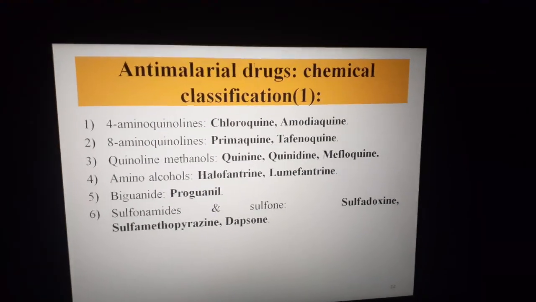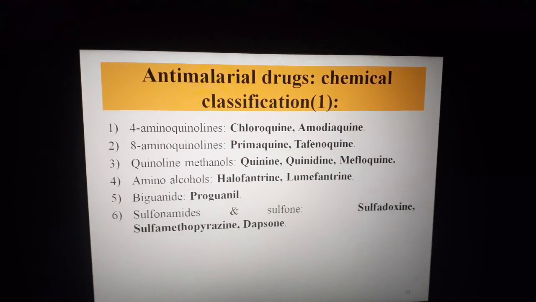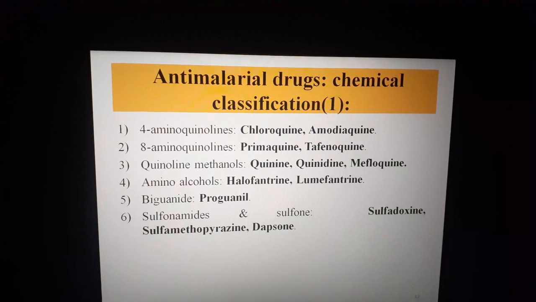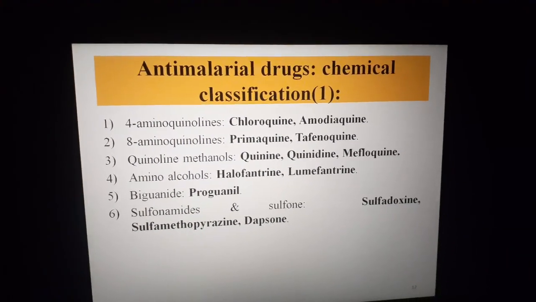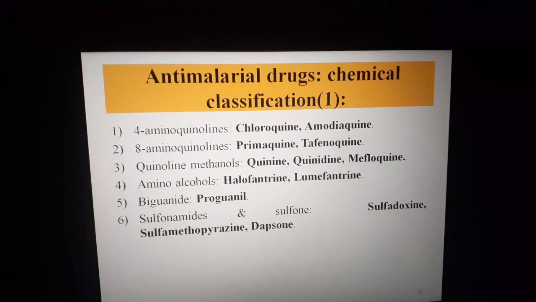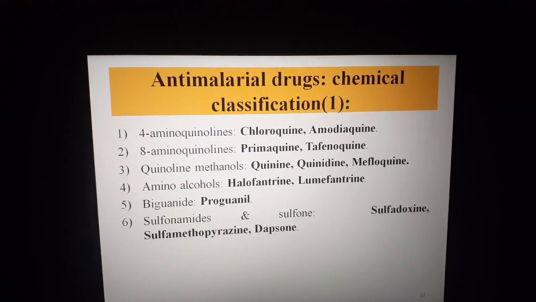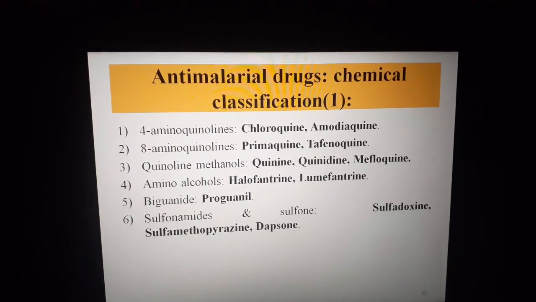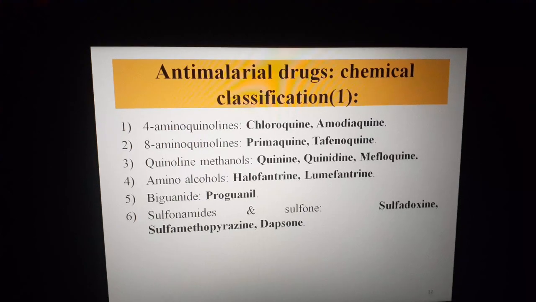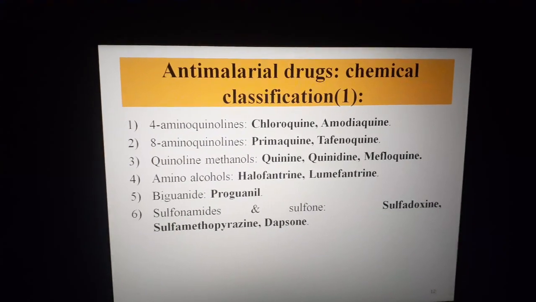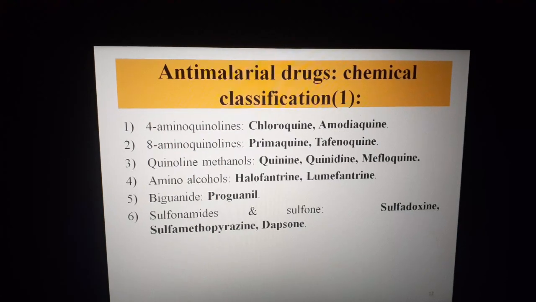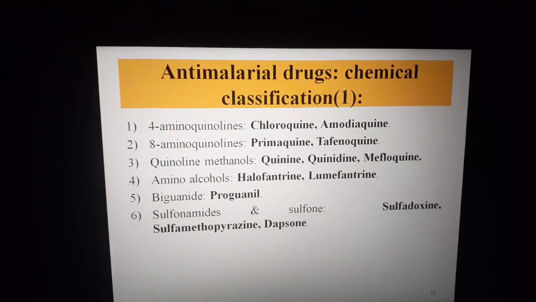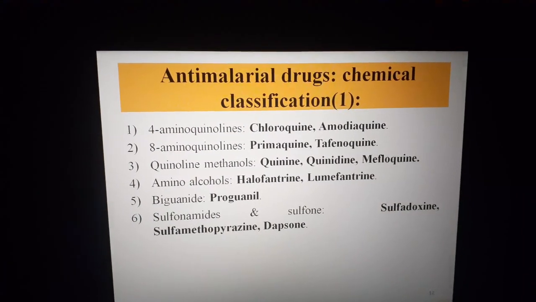Now coming to the drugs. Classification of drugs is very important. Anti-malarial drugs are classified chemically as well as according to their mechanism of action or the stage of cycle. So chemical classification consists of 4-aminoquinolines, the drugs are chloroquine, amodiaquine. 8-aminoquinolines, the drugs are primaquine, tafenoquine. Quinoline methanols, the drugs are quinine, quinidine, mefloquine. Amino alcohols, the drugs are lumefantrine, halofantrine.